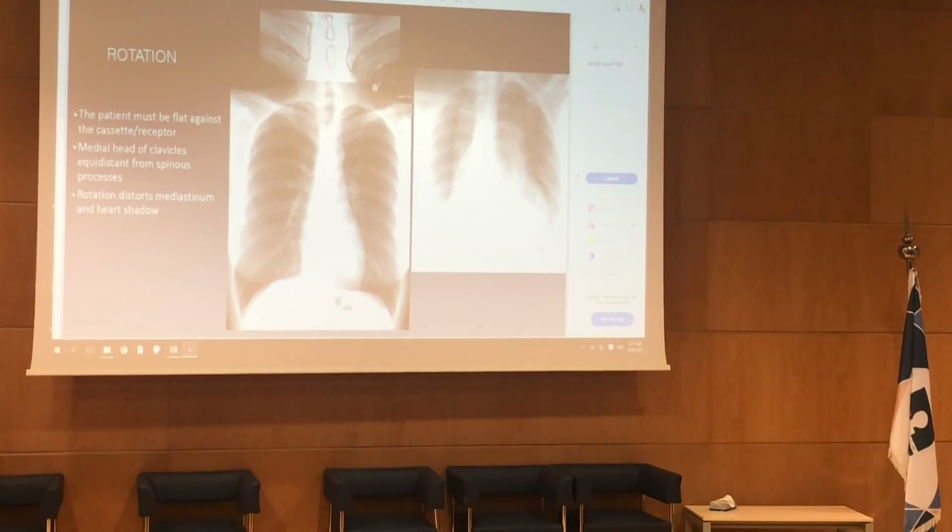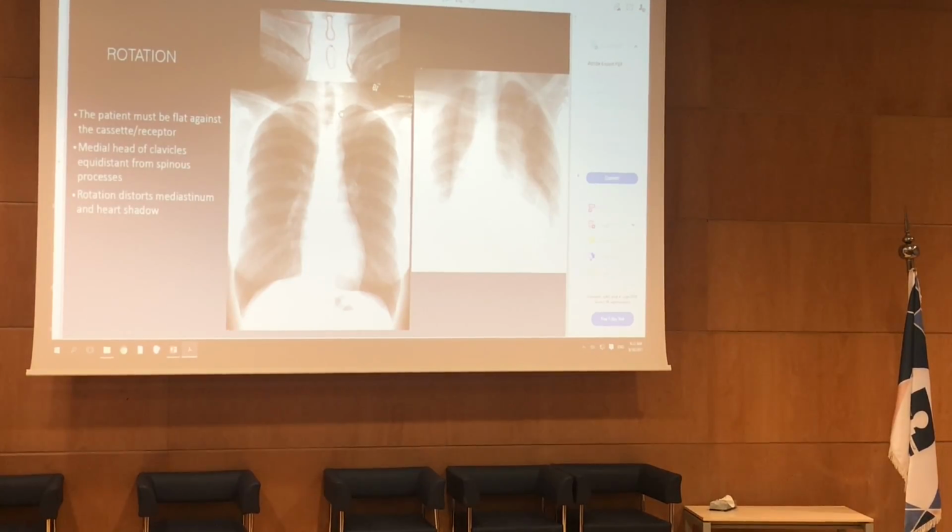So this is the medial side of the right clavicle, and this is the medial side of the left clavicle. And you want it to be equidistant, right in the middle between these two, so that you would know that the patient is not rotated.